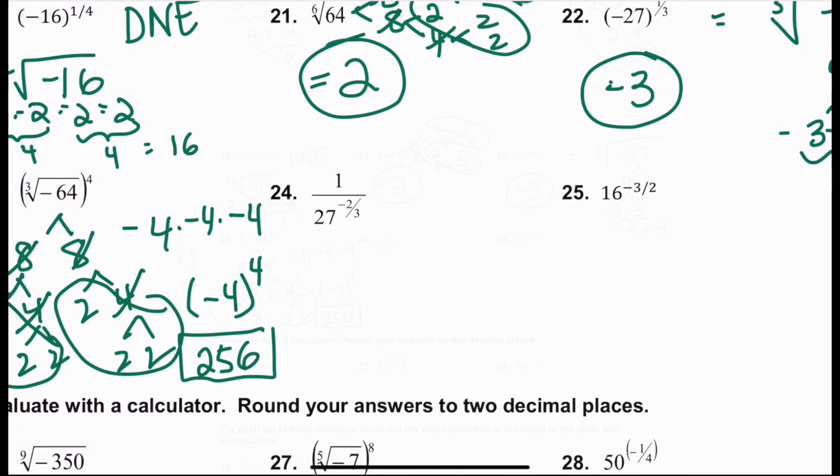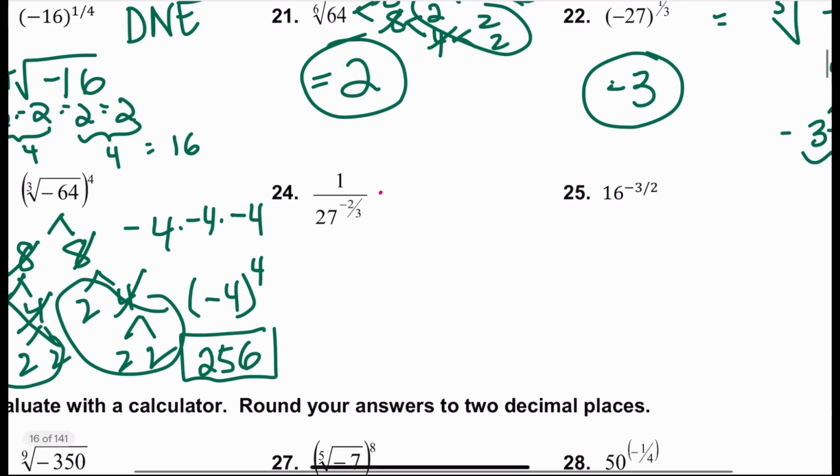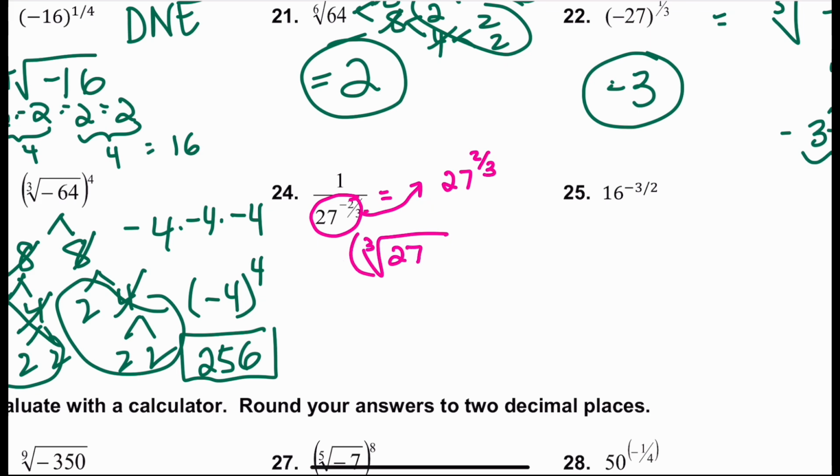Now number 24, I have a negative exponent. I never want to have negative exponents, so I'm going to take that denominator, I'm going to move it to the numerator. This is going to equal 27 to the positive 2/3. I take and rewrite it as a radical. The cubed root of 27, 3 times 3 is 9, 9 times 3 is 27. So all of this is going to equal a 3. We take 3 and square it, it will equal a 9.